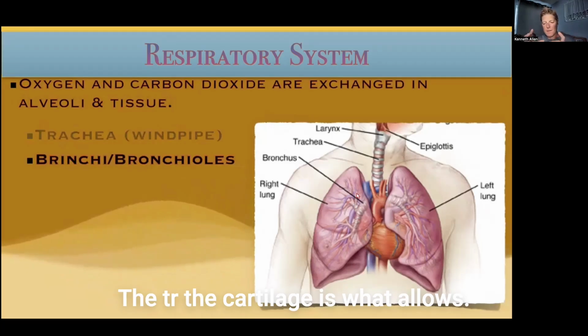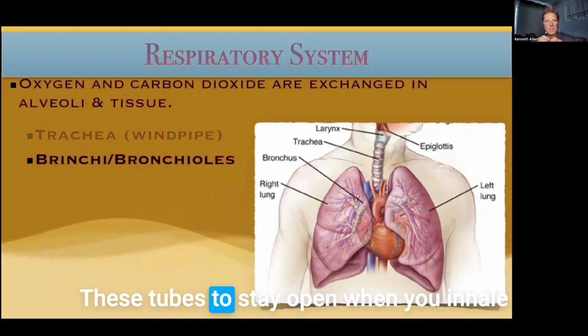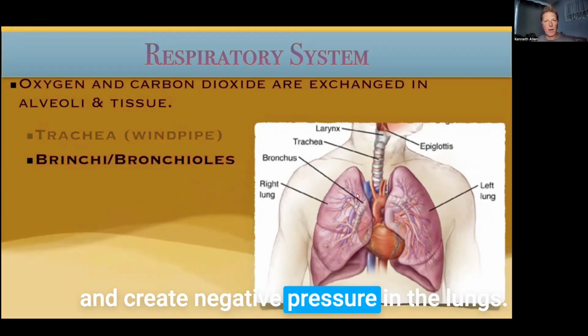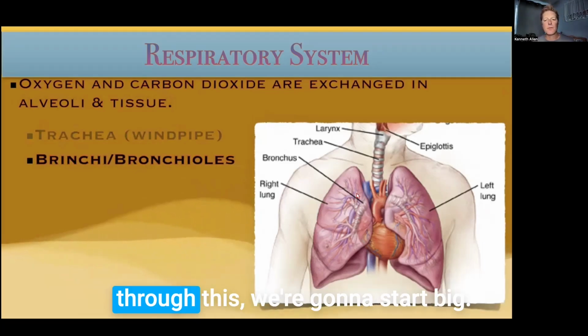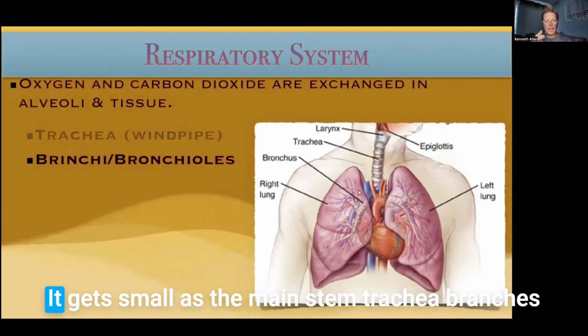The cartilage is what allows these tubes to stay open when you inhale and create negative pressure in the lungs. It's very important. As we go through this, we're going to start big and get small.